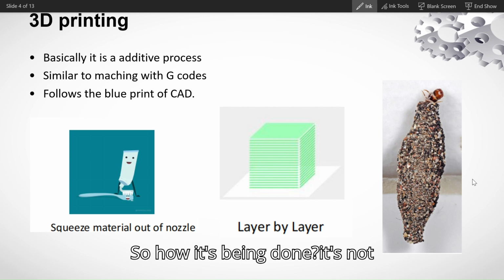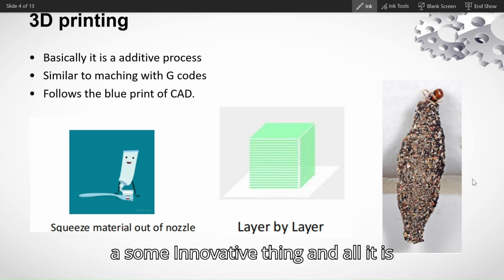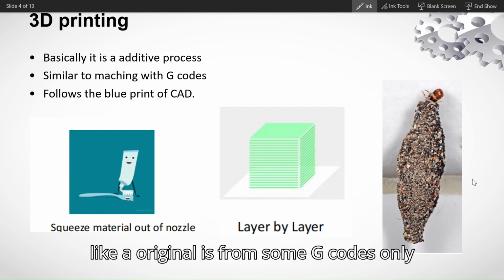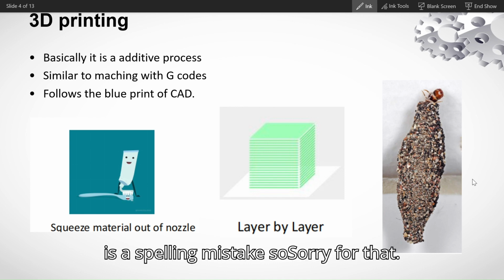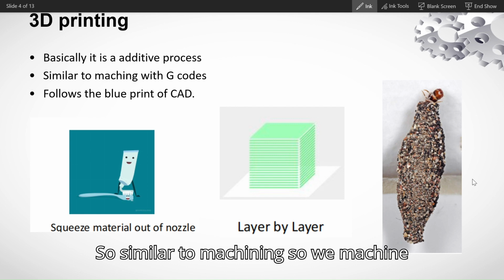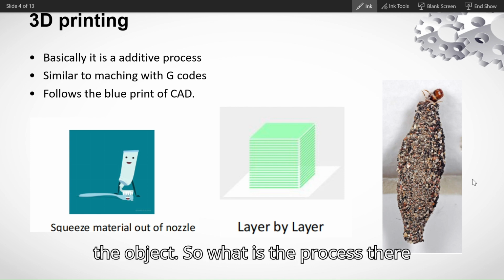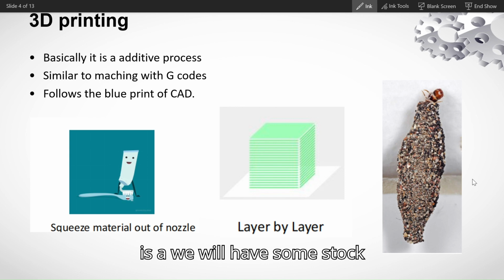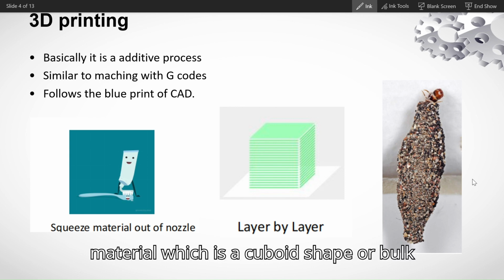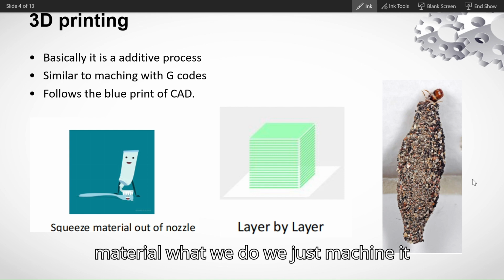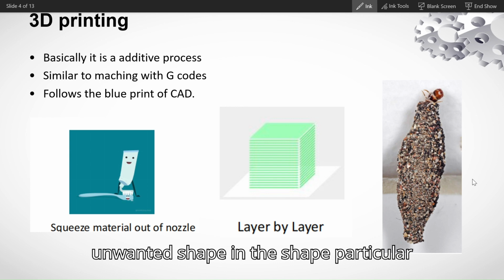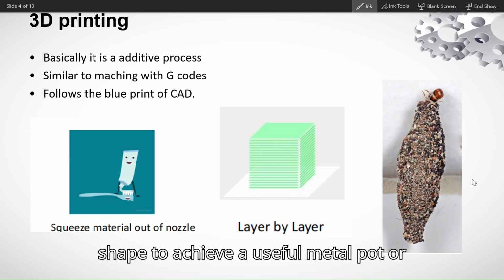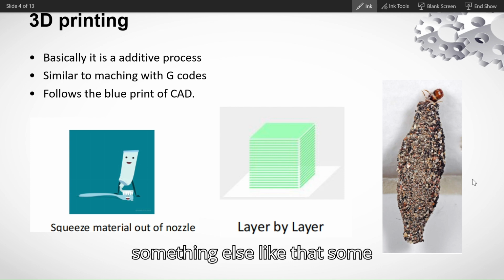So how is it being done? It's not something innovative. Its origin is from G codes only. So we know that machining, there's a spelling mistake, sorry for that. Similar to machining, we machine the object. What is the process? We have some stock material which is a cuboid shape or bulk material. What we do is machine it off. I mean, we chip off the unwanted material to achieve a particular shape, a useful metal part or something else like that.